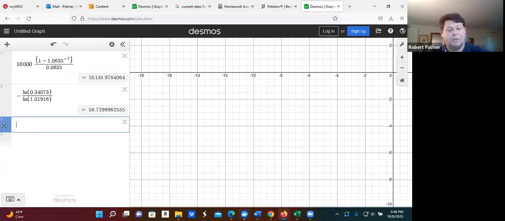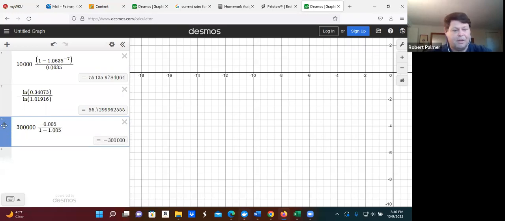All right, so our total value, $300,000, then times I, which is 0.005, divided by 1 minus 1.005, then raised to the negative 360. Okay, and we see there our payment is about $1,798 and 65 cents.